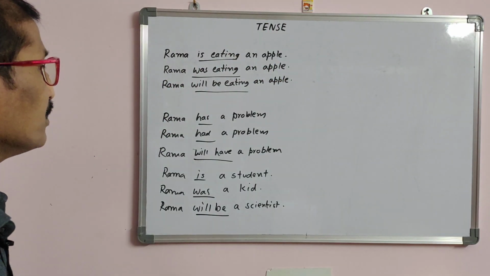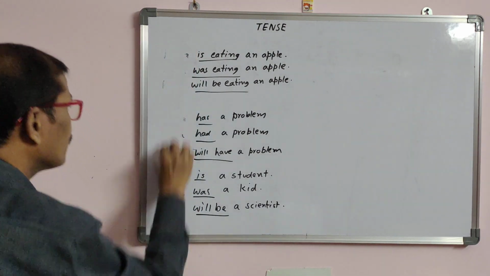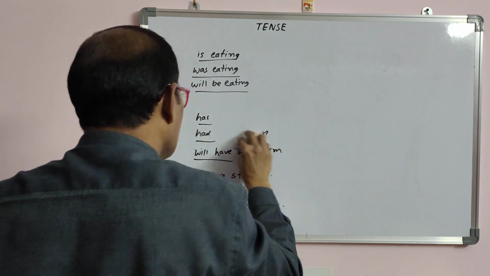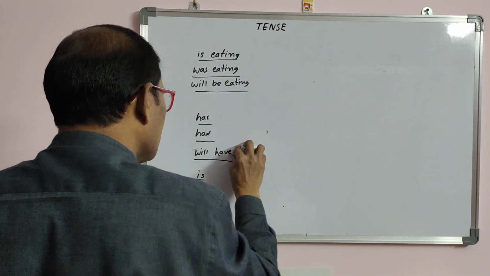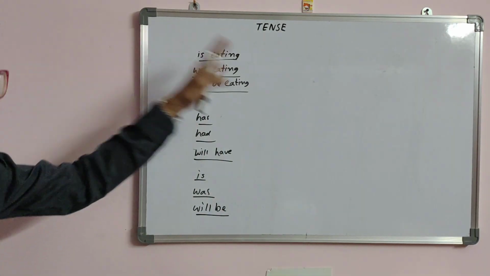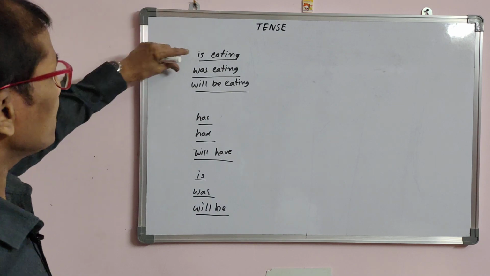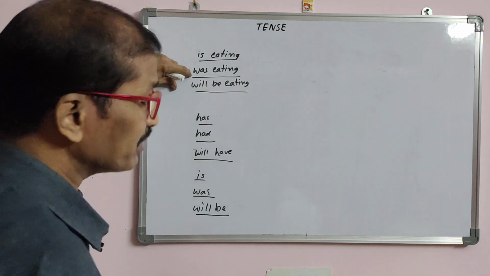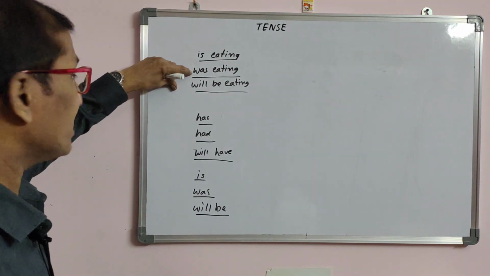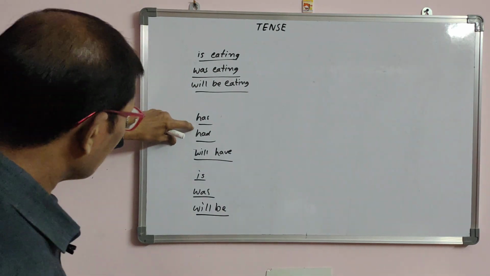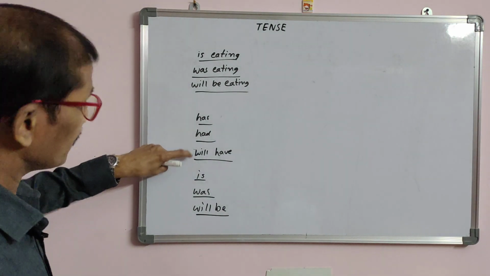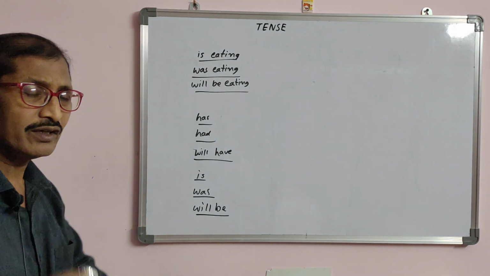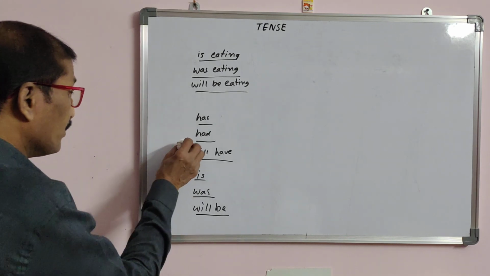Now, the magic in these sentences. To tell which tense it is in, Rama is not needed, apple is not needed. By looking at is eating, we can say that it is in present tense. Of course, there are different present tenses, I will talk about them. Was eating, past tense. Will be eating, future tense. Has, present tense. Had, past tense. Will have, future tense. Is, present tense. Was, past tense. Will be, future tense. Okay.